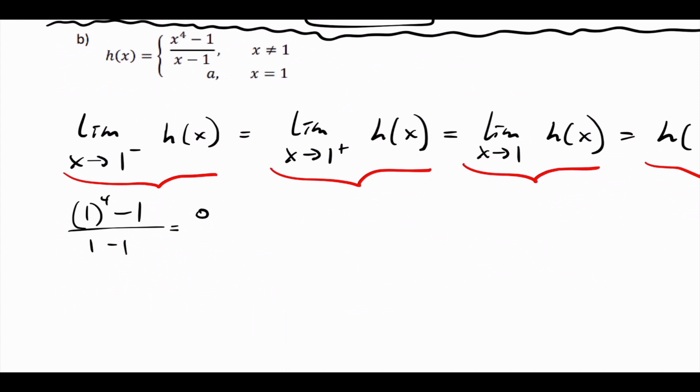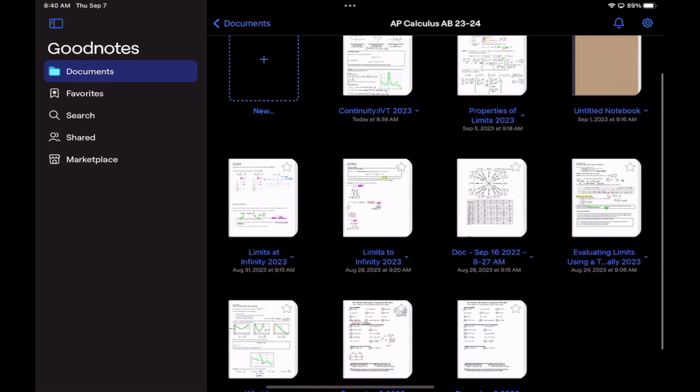And I get 0 over 0. What do we know about limits? And when we plug in and we get 0 over 0, what does that mean? There's something else we have to do. Factor, right? It's kind of like, let me go back a few.